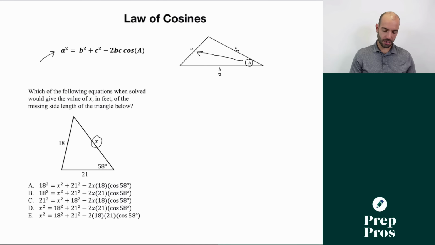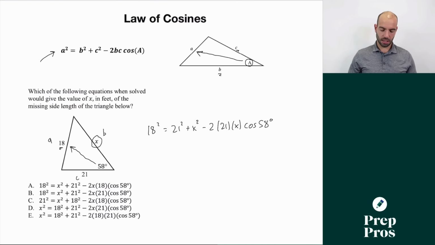So we're trying to find this side length here, but think which one is our opposite. So the opposite is going to be our 18, so that's going to be our A value. The x and the 21 are B and C, so it's just going to be 18 squared equals 21 squared plus x squared minus 2 times 21 times x times the cosine of 58 degrees.